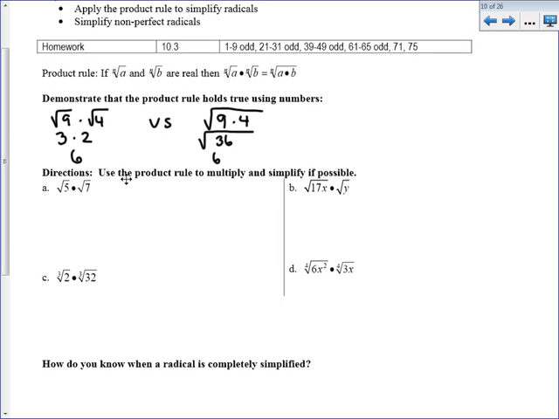Our first set of problems is to use the product rule to multiply and simplify if possible. When I see a square root multiplied by a square root, the product rule says it's okay to multiply those radicands together. So it's okay to multiply the 5 and the 7 as long as I keep it under a square root. The square root of 5 times the square root of 7 is just the square root of 35. You can multiply two square roots together.